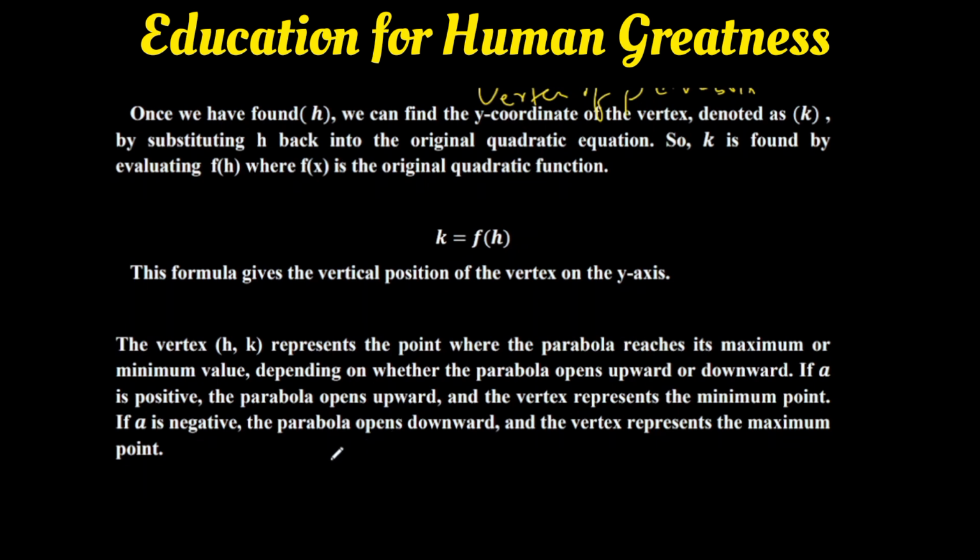Let us see. The vertex (h, k) represents the point where the parabola reaches its maximum or minimum value, depending on whether the parabola opens upward or downward. If a is positive, the parabola opens upward and the vertex represents the minimum point. If a is negative, the parabola opens downward, and the vertex represents the maximum point.